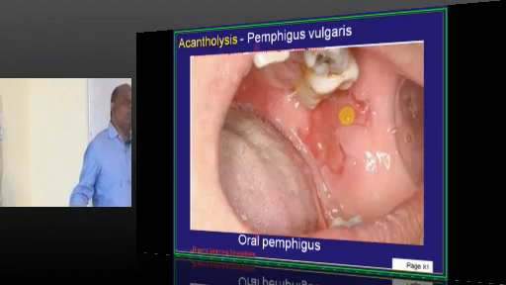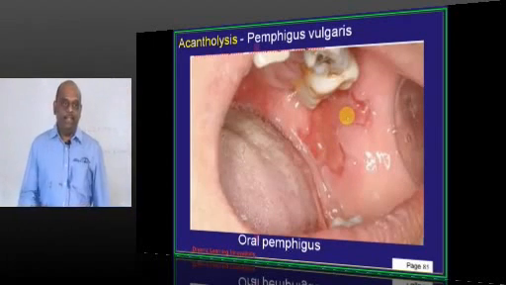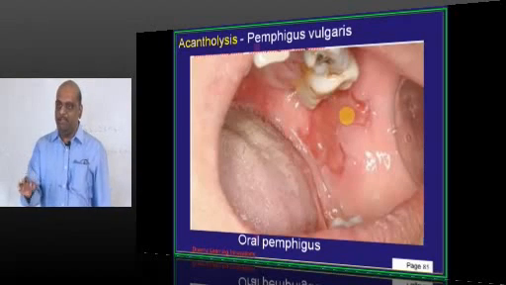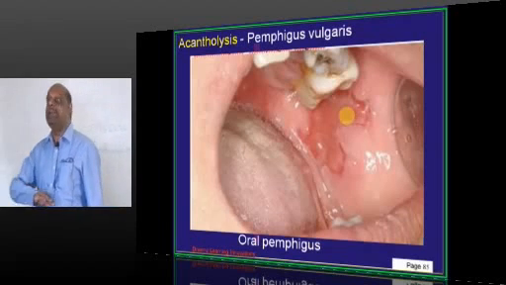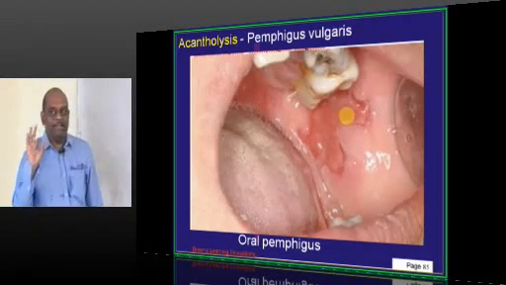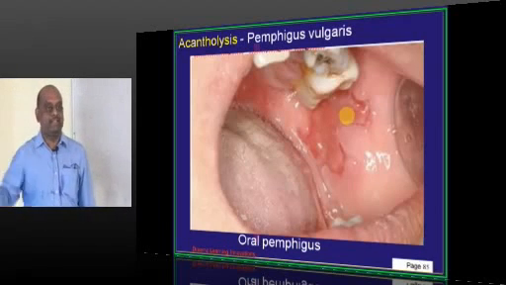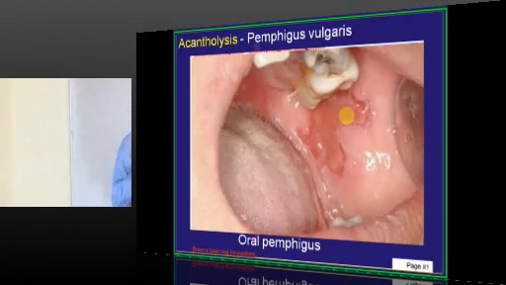So what is the difference between bullous pemphigoid and pemphigus vulgaris? Knowing that there are two different entities is the first important difference at MBBS level. Mucosal involvement is a feature of pemphigus vulgaris. Mucosal involvement is not seen in bullous pemphigoid.